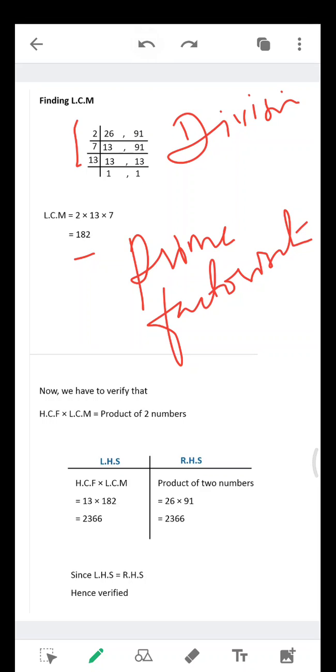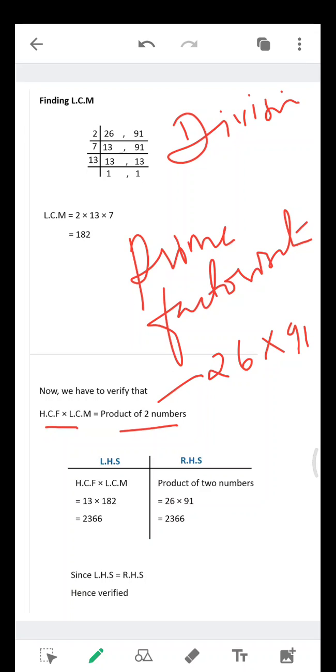Now there is a relation between LCM, HCF and the numbers. What is that relation? HCF into LCM is equal to the product of the two numbers. What are the two numbers here? The two numbers are 26 and 91. When you multiply those two numbers, and you multiply HCF and LCM, you get an equal answer. So let's see how we get that. We need to verify it.